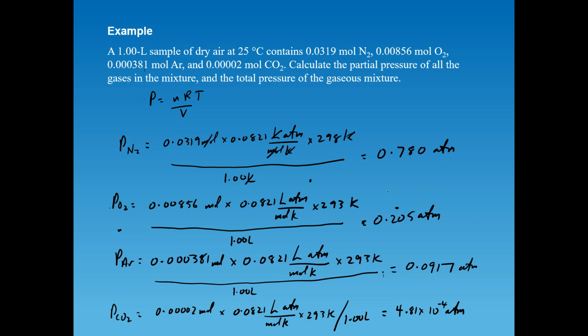So those are the partial pressures of each gas here, here, here, and here. And then the question is asking for the total pressure. And the total pressure would simply be the sum of these. So let me just do that here, 0.780 plus 0.205 plus 0.0917 plus 4.81 times 10 to the minus 4. And the answer I got is 1.08. So P total will be equal to 1.08 atmospheres.